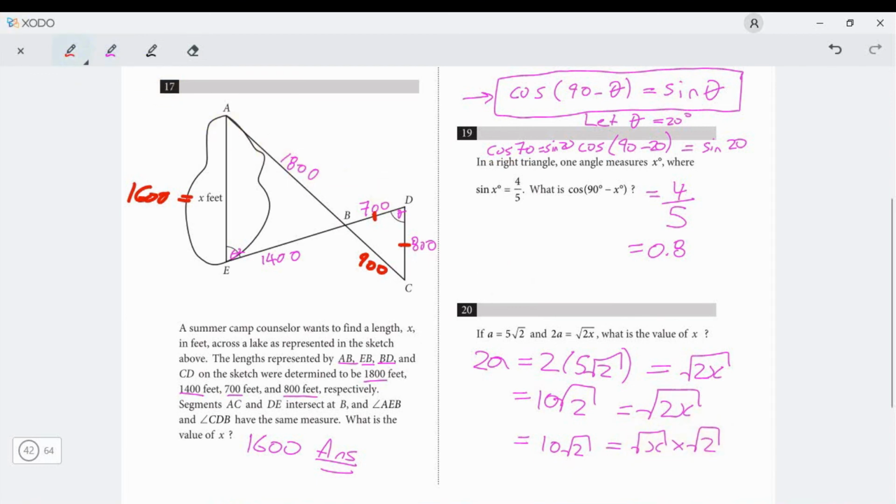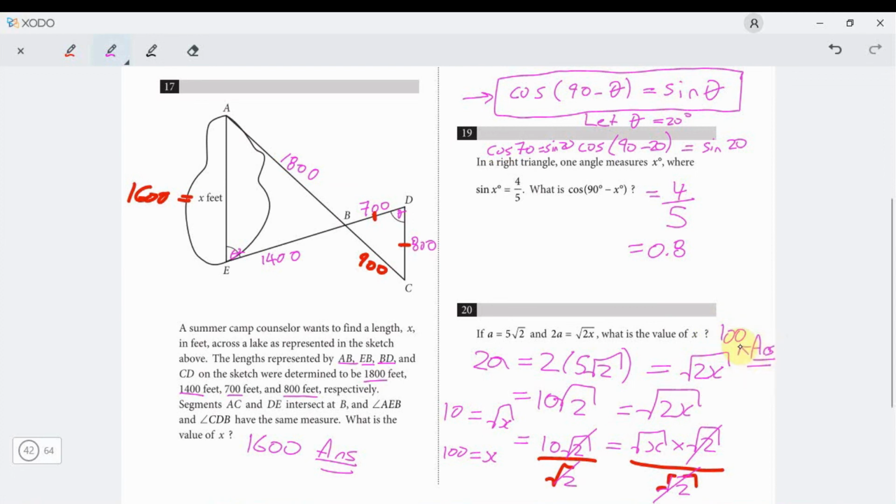Then we can divide both sides by, not root x, sorry, root 2. All I did was break this part up. If we divide both sides by root 2, we realize that this cancels this, so we get 10 equals root x. Then we square both sides, so 100 is equal to x. So x is 100. That's our answer.